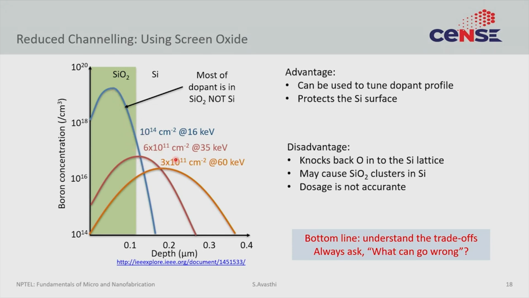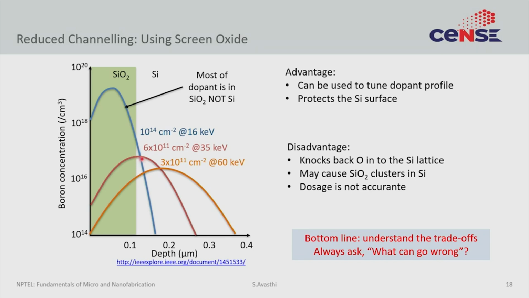Now, after you have done these three implants and you go and measure what is the actual doping in silicon, you would notice that blue does not have much doping at all, and the reason is pretty obvious. Most of the dopants that you implanted are still stuck in silicon dioxide, and if they are stuck in silicon dioxide, then they cannot give you doping. I mean, they need to be in silicon in order to be electrically active.